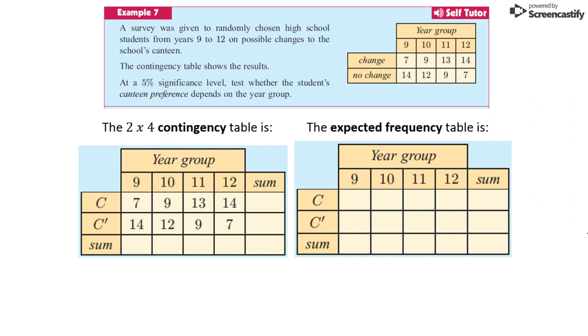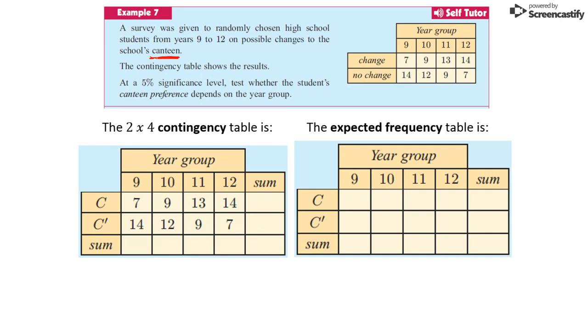So in this example, pause the video, take a moment, read the situation, and then we'll continue on. Okay, a survey was given to randomly selected high school students, 9 to 12, on whether or not they want possible changes to the school's canteen. That's just the school cafeteria.